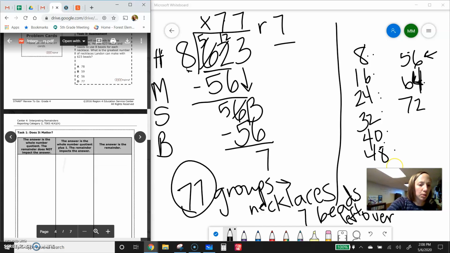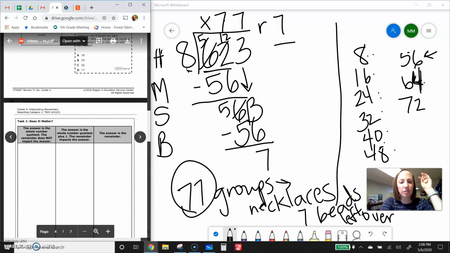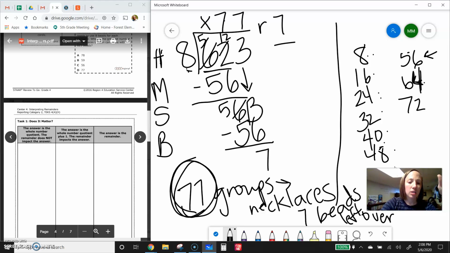So if you see on the bottom part of this sheet, there's sort of 3 options. Either the answer is the whole number quotient and the remainder does not impact the answer, like this one here. The 77 was just our answer and we could forget about the remainder. Sometimes the answer is a whole number quotient plus 1. So say I had a problem like there are 10 kids that need to go somewhere. I can fit 3 kids in each car. How many cars will I need for all of them? Well, 3, that's 1.